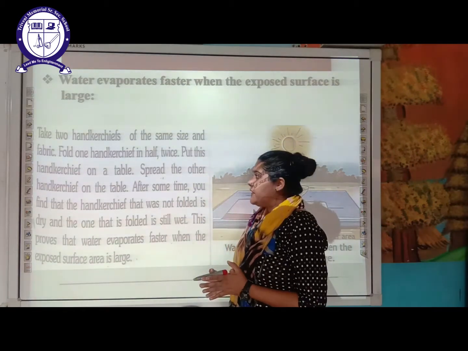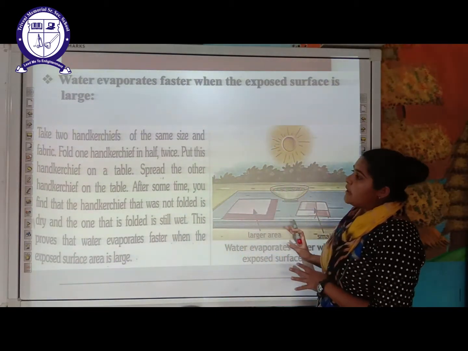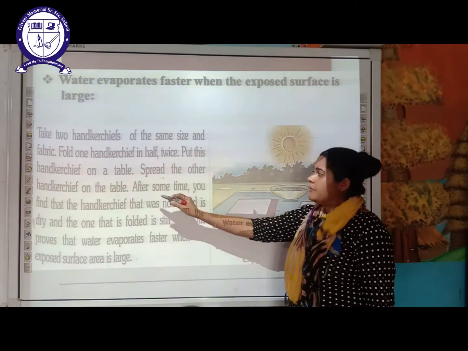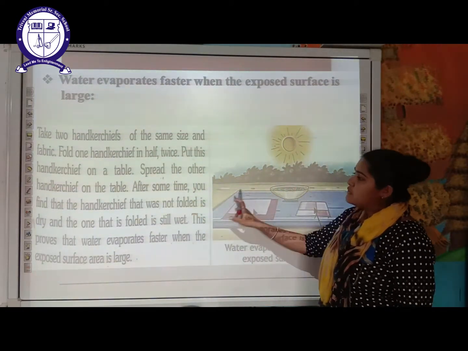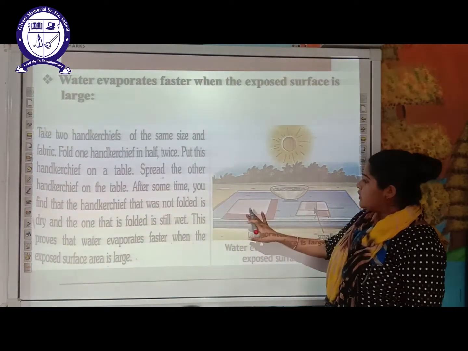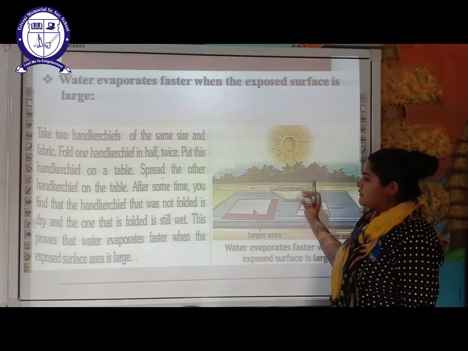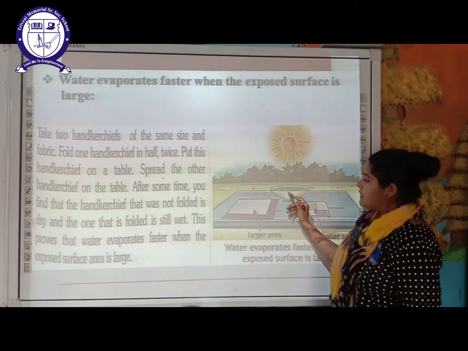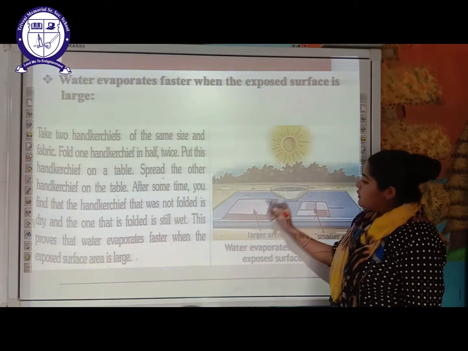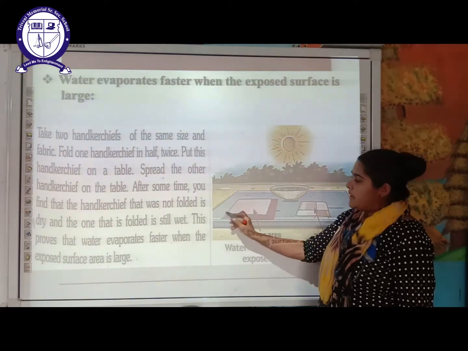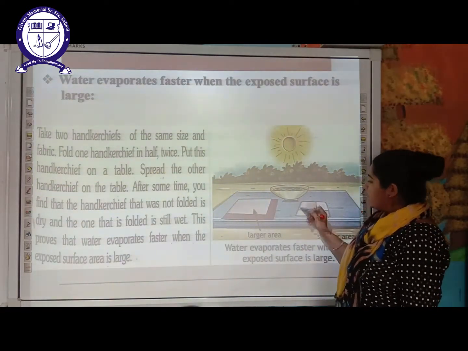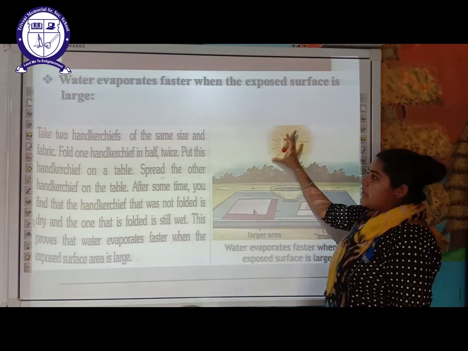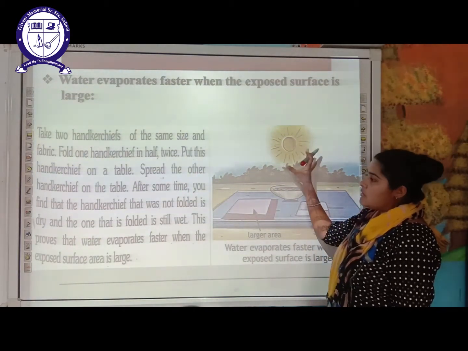Twice you have to fold it in half, and the other one you have to put on the table and spread completely. Both these handkerchiefs, first you have to wet them in the water which is kept here, and then one you can spread completely, and the other one you have to keep folded twice. And you can see there is sun, that is the climatic condition, okay.